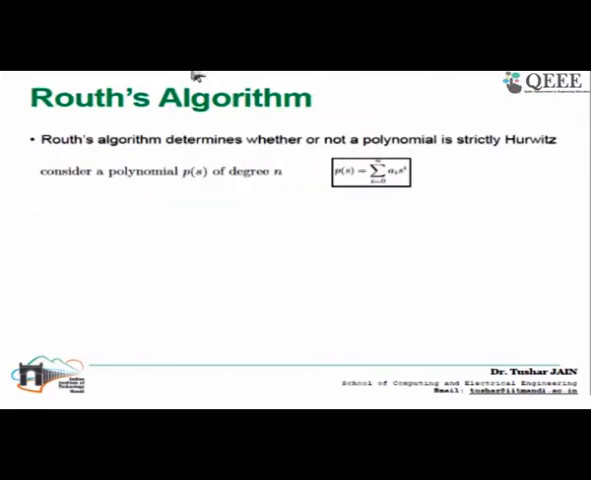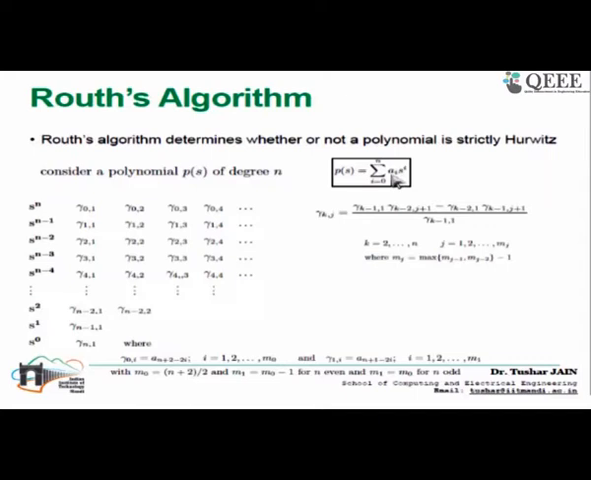So now there is a Routh algorithm which determines whether or not a polynomial is strictly Hurwitz. Okay, so now we're going to see this algorithm. That polynomial could be written in short notation, where p of s is the summation of a_i times s to the power i, where i varies from 0 to n. So basically it is an nth order polynomial.